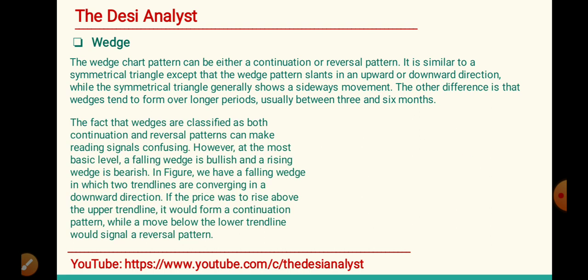The fact that wedges are classified as both continuation and reversal patterns can make reading signals confusing. However, at the most basic level, a falling wedge is bullish and a rising wedge is bearish. In the figure, we have a falling wedge in which two trend lines are converging in a downward direction. If the price was to rise above the upper trend line, it would form a continuation pattern, while a move below the lower trend line would signal a reversal pattern.